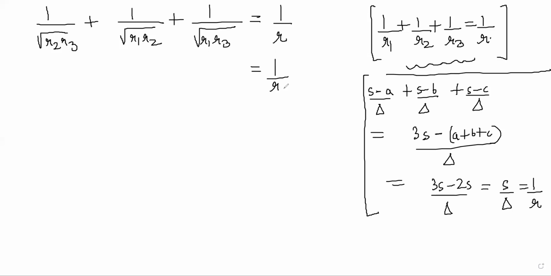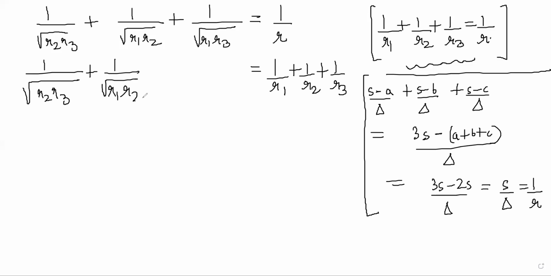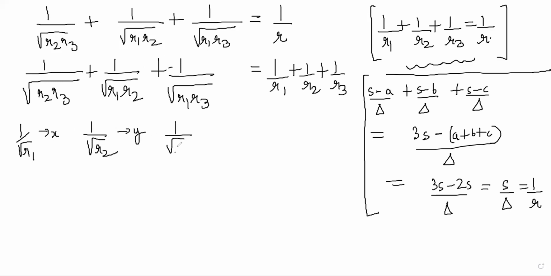We get 1 by r1 plus 1 by r2 plus 1 by r3 is equal to 1 by root over r2 r3 plus 1 by root over r1 r2 plus 1 by root over r1 r3. Now this problem is very straightforward. You can just substitute 1 by root r1 as x, 1 by root r2 as y, and 1 by root r3 as z, right? And this becomes basically xy plus yz plus zx is equal to x square plus y square plus z square. And this is a standard identity.